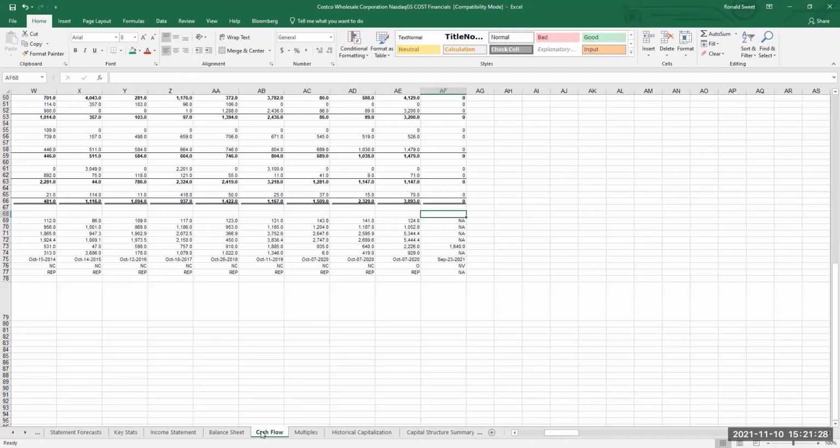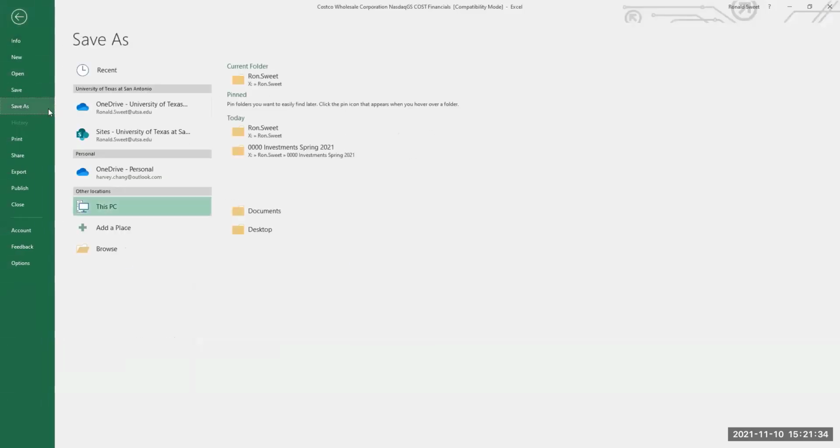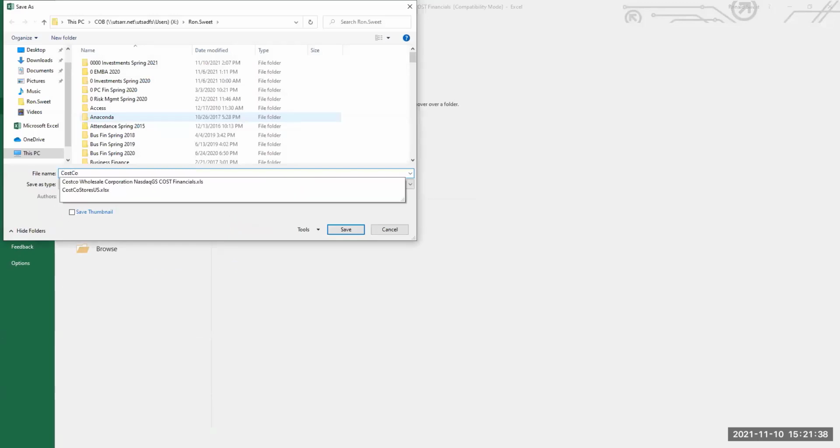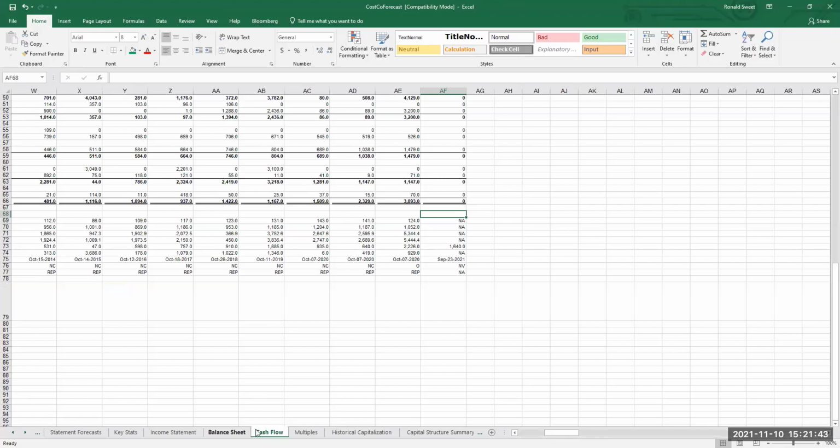All right, so I'm going to save this under a different name. Call it Costco forecast. And let's see, can I get into the UTSA library fast enough to get Capital IQ? Find databases, Capital IQ. Y'all remember how to do this?